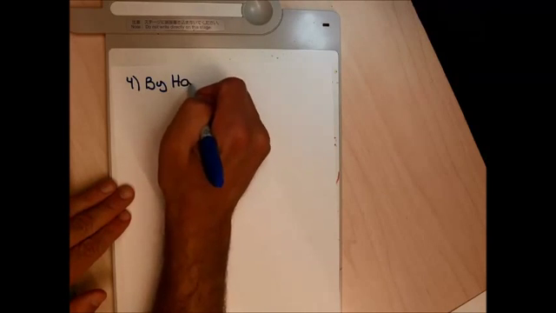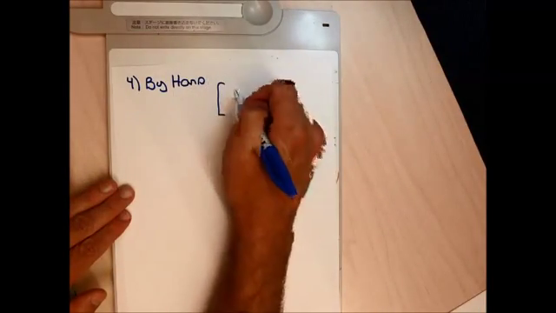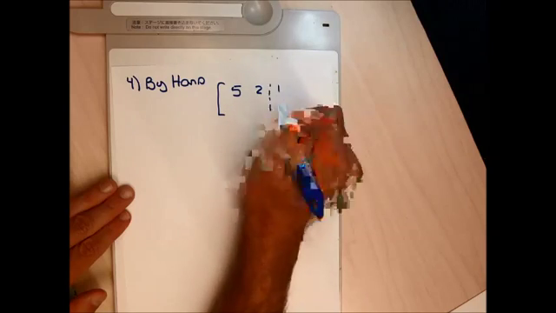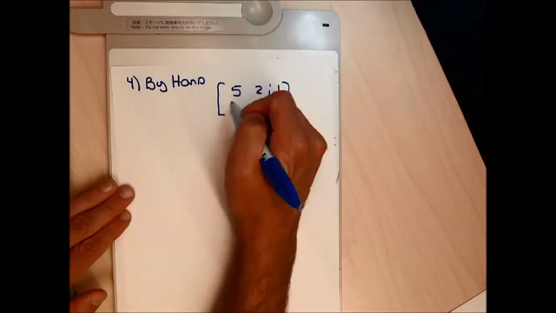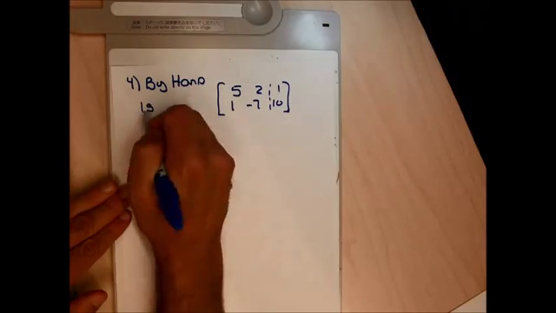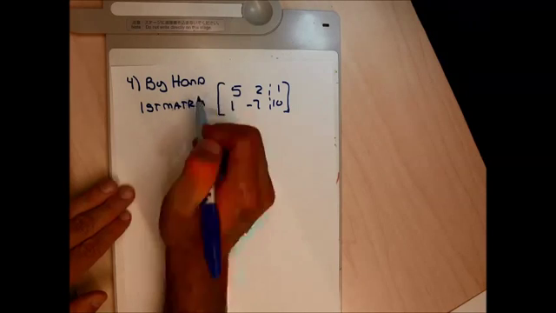Using matrices means I have to do the elimination method twice. And each time I do the elimination method, I'm going to produce a new matrix. So this is my first matrix. I'm going to have a second and a third matrix.